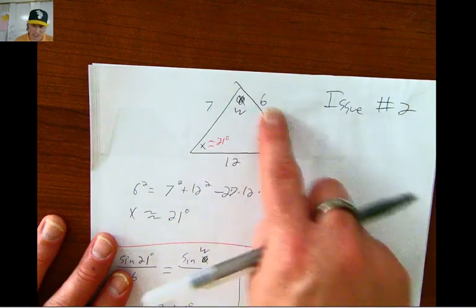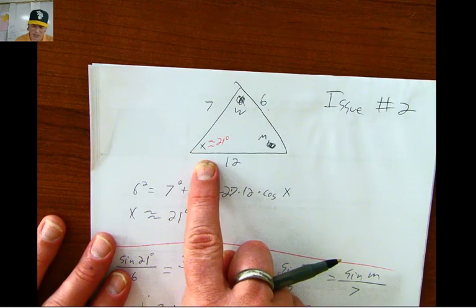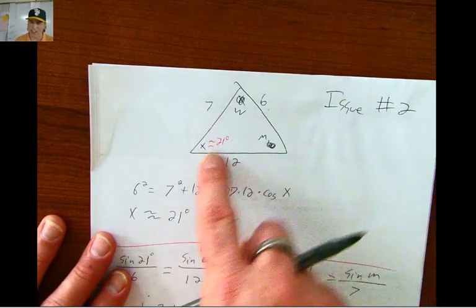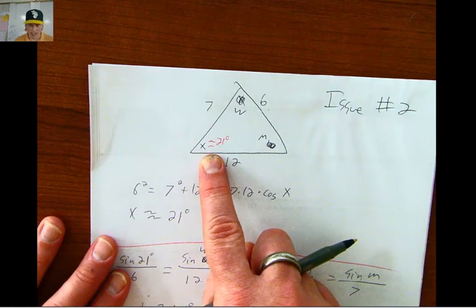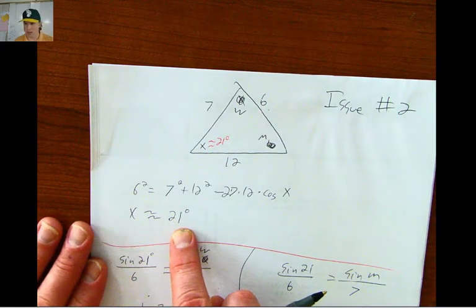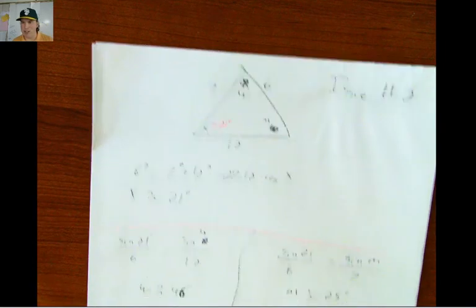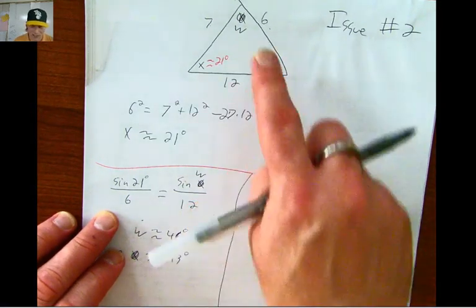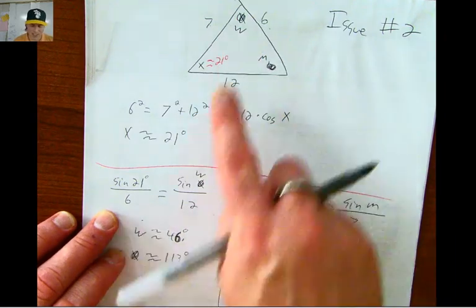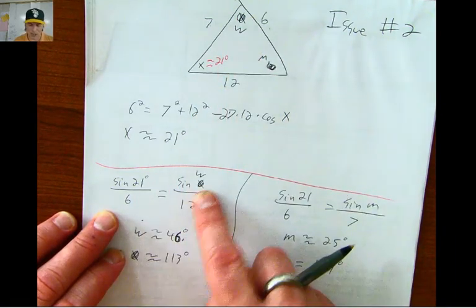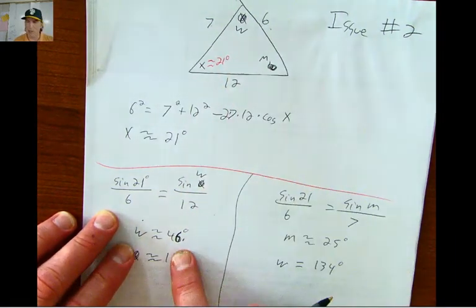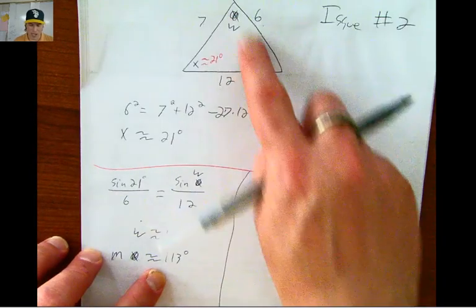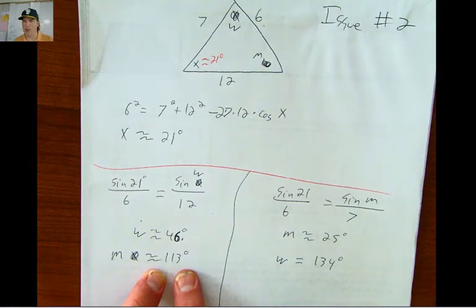I used law of cosines here to find angle x, which if you look at this, is actually the smallest angle. So I work that out, I get 21 degrees. And then I do the same thing I did before. I still need to find w and m. So let's say I use law of sines to find angle w. That would end up being 46 degrees. And then by the triangle sum theorem, angle m would end up being 113 degrees.